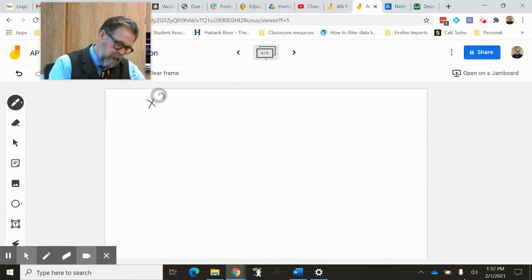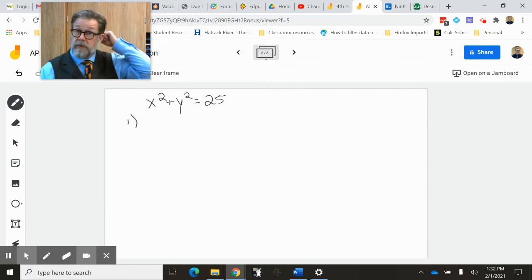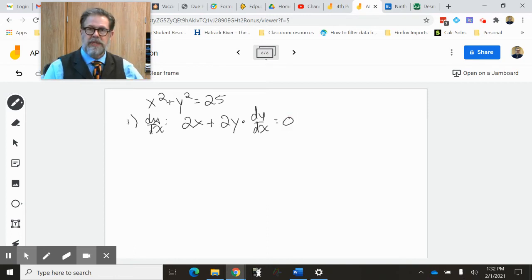But this time, we're just going to leave it just like this. So step 1, and I am going to label these steps because we're going to put together a process. Take the derivative. Derivative of y with respect to x. Well, derivative of x squared is 2x. The derivative of y squared is 2y, and then the chain rule says I have to multiply that by the derivative of y, dy dx. And the derivative of 25, of course, is 0.